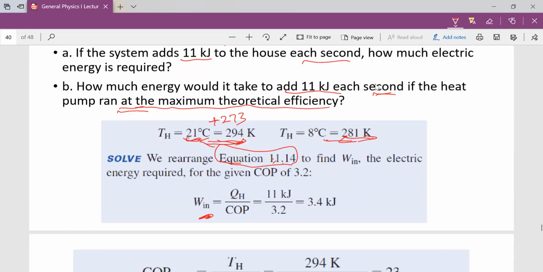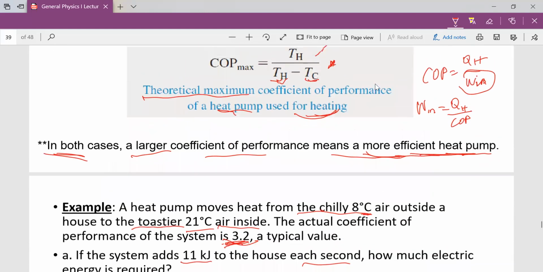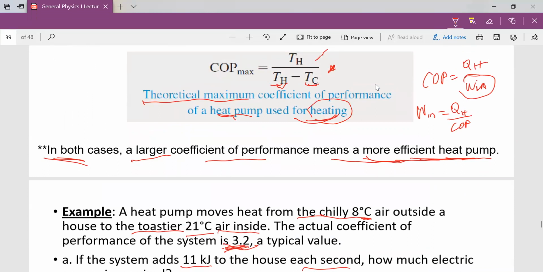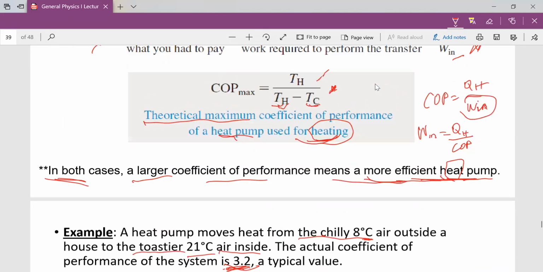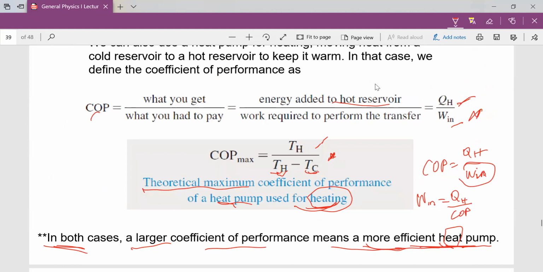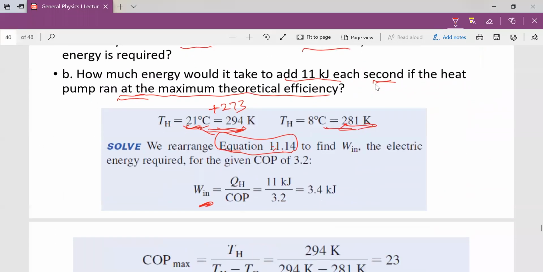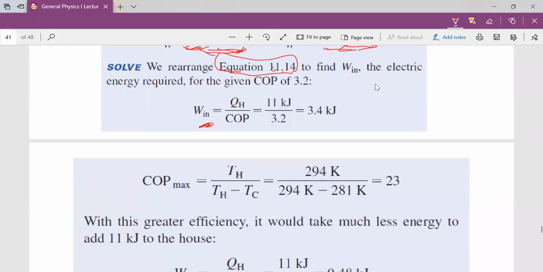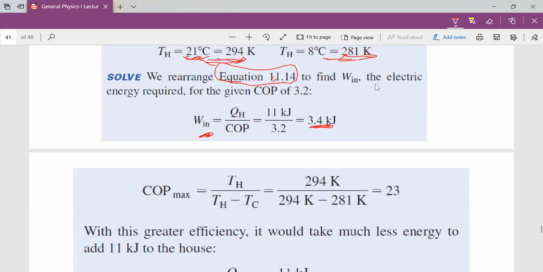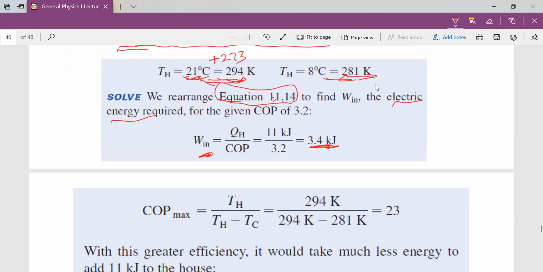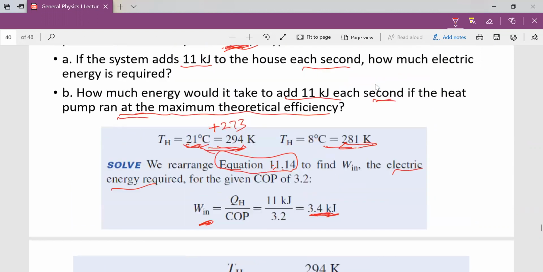So applying that equation means the system is what? The heating up, referring to the hot reservoir because of the QH you can see there. So we'll put that value which was given to us to obtain the work, that was the electrical energy required to do that every second, is 3.4 kilojoules.